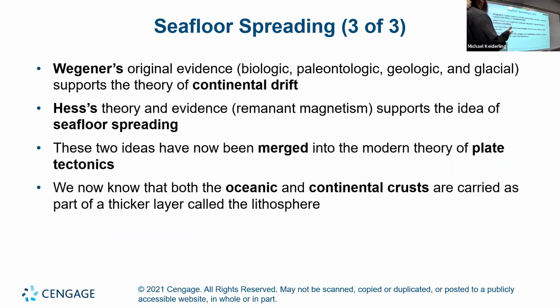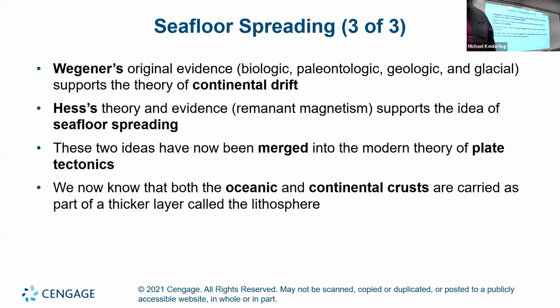So, Wegener's original evidence, the biological, paleontologic, geological, and glacial, supports the theory of continental drift. Hess's theory and evidence, remnant magnetism, supports the idea of seafloor spreading. And when these are combined, we get the modern theory of plate tectonics, which started in the 60s. So it's like 60 years old, not very old.